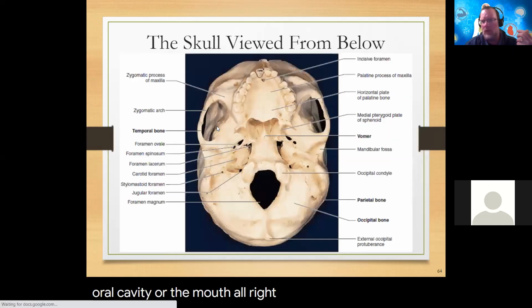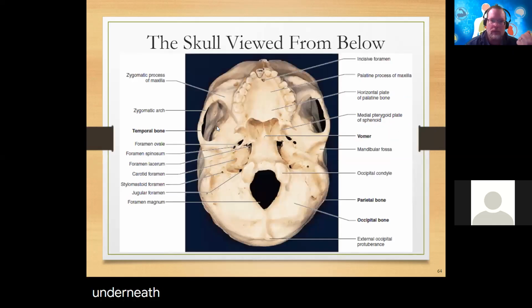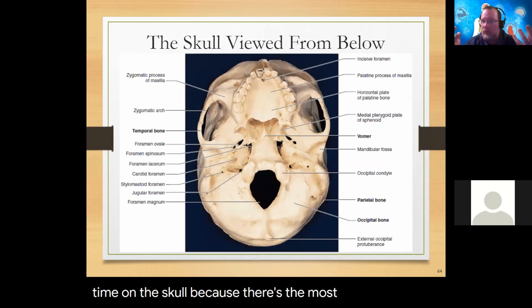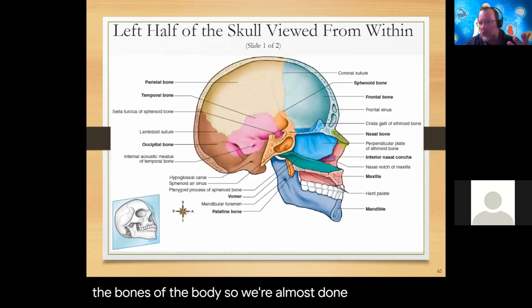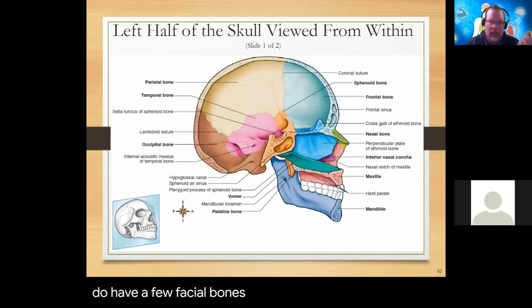All right. Who knew there was so much underneath all this flesh? By the way, we spend the most time on the skull because there are the most bones, and it's probably the most complicated of all of the bones of the body. So we're almost done with skull. We do have a few facial bones to look at, and then we'll keep the train rolling here.